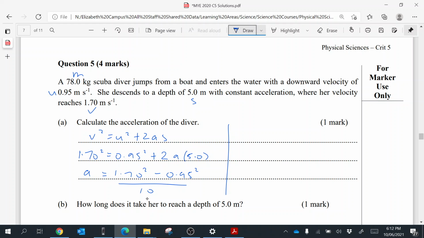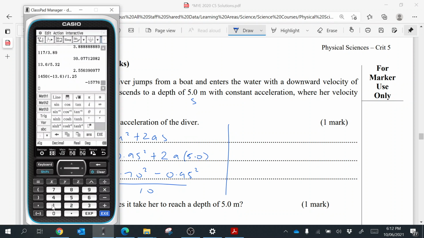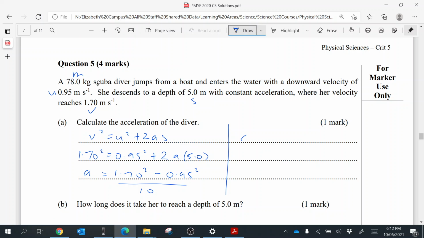Quite a challenging problem for one mark, actually. So anyway, let's put that into a calculator. 1.70 all squared minus 0.95 squared. Okay, that gives 1.9875, and then divided by 10 is 0.19875. So a is equal to 0.199 meters per second squared, and that is downwards. We'll just say down.